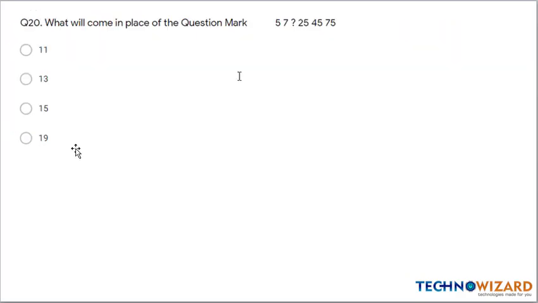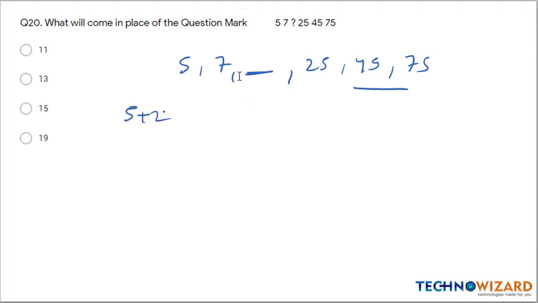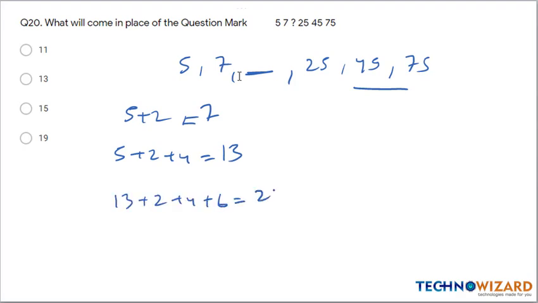Now question number 20 and the last question of our quiz for aptitude and maths. 5, 7, we have to find the missing place, 25, 45 and 75. Now this is a simple series, you have to see how we can calculate this. Here we are seeing 5 plus 2 is 7. Then 5 plus 2 plus 4 is 13. Now 13 plus 2 plus 4 plus 6 is equal to 25. Now 25 plus 2 plus 4 plus 6 plus 8 is equal to 45, and similarly till 75.